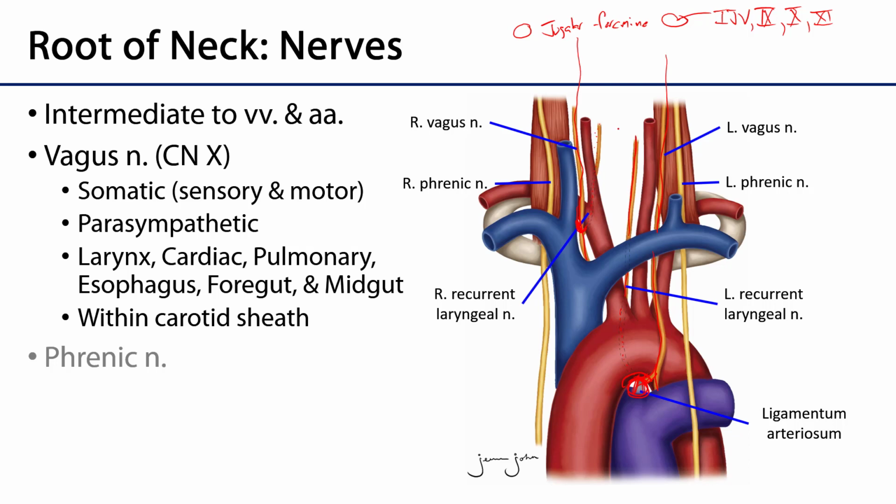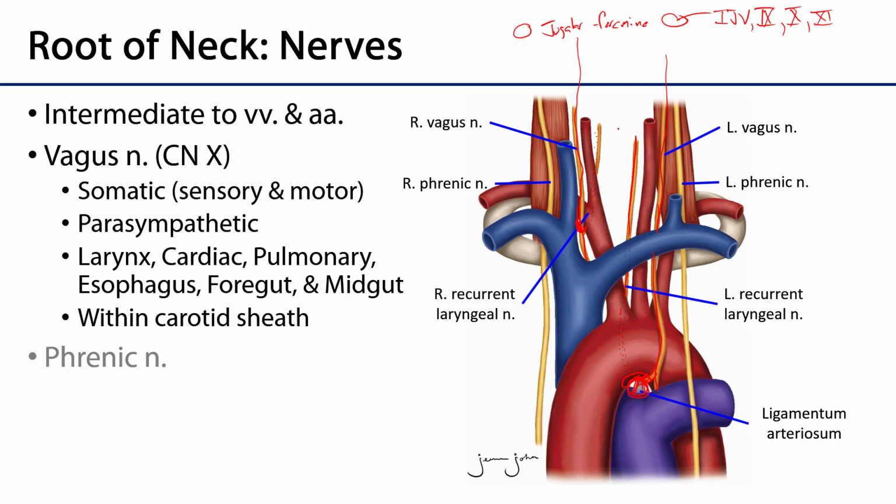Those recurrent laryngeal nerves, as a teaser, are going to provide the motor innervation for all but one intrinsic laryngeal muscle, and they will be sensory and secretomotor to the mucosae of the larynx inferior to the vocal folds.